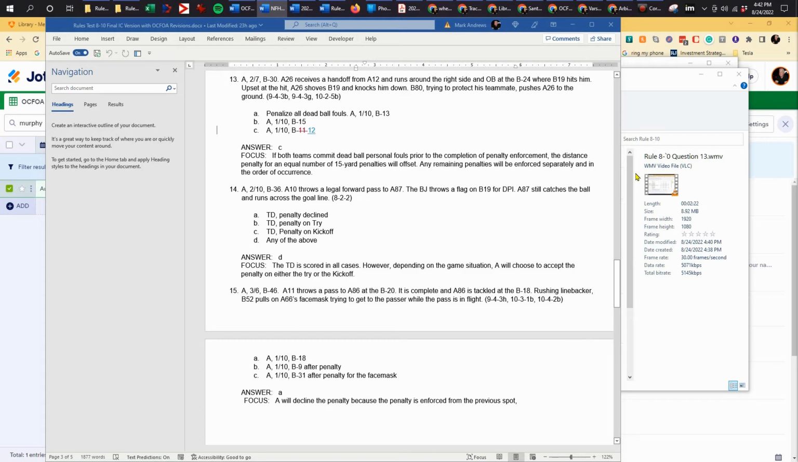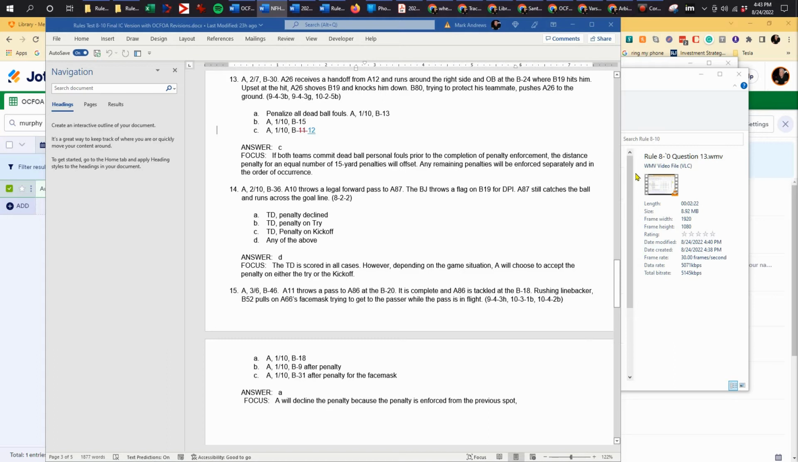Now, guys, this is one that gets screwed up a lot. And it happens because in college, and a lot of our guys are in college, the offensive team would have to decline the penalty for the foul in order to keep the touchdown. That's not true in high school. So keep that in mind. Don't let your white hat do that. So, is it a TD penalty declined? Is it a TD penalty on the try, a TD penalty on the kickoff, or any of the above?